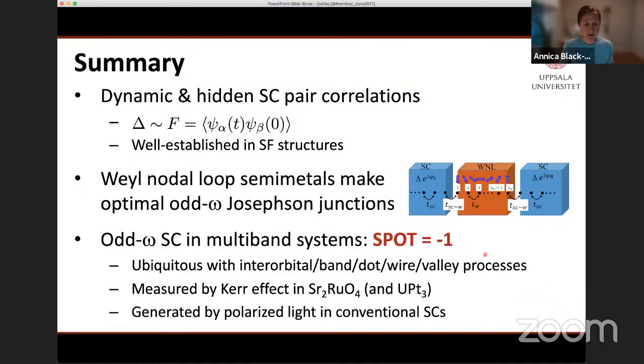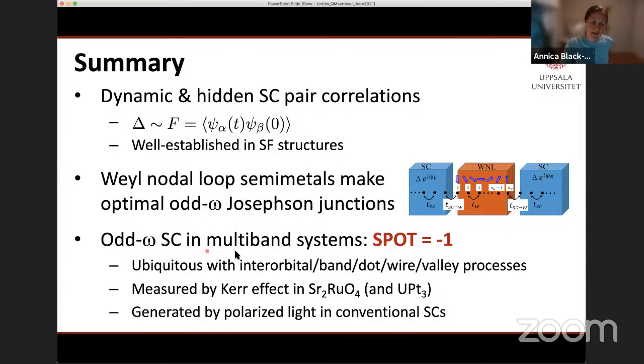So with that, I'd like to summarize what I tried to tell you today, and that is odd frequency pair correlations. They are measurable. They are effectively saying I'm going to have an internal time difference in my Cooper pair. And if that time difference is odd in frequency, then I have odd frequency correlations. It's well established in SF structures. I showed you that if you instead have a nodal loop semimetal between the two contacts, you actually get a very good Josephson effect, only driven by odd frequency pairs.